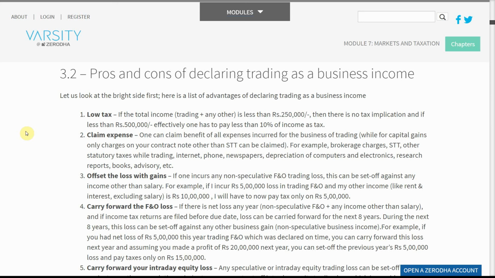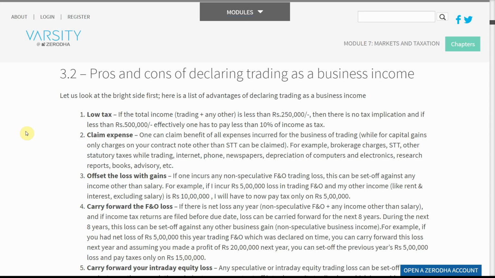Claim expenses. One can claim the benefit of all expenses incurred for the business of trading, while for capital gains only charges on your contract note other than STT can be claimed. For example, brokerage charges, STT, other statutory taxes while trading, internet, phone, newspapers, depreciation of computers and electronics, research reports, books, advisory, etc.